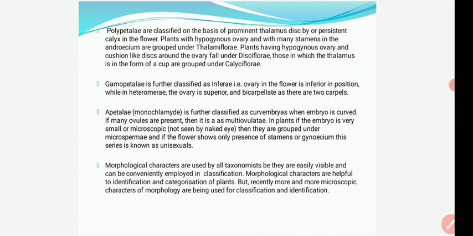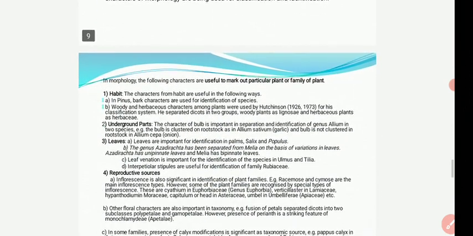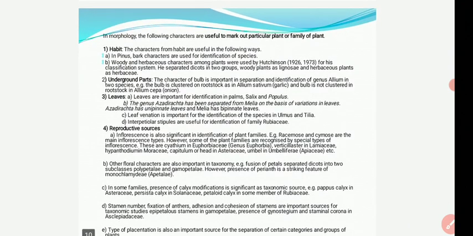So, morphological characters are used by taxonomists because they are easily visible and can be conveniently employed in classification. Morphological characters are helpful for rapid identification and categorization of plants. But recently, more and more microscopic characters of morphology are being used for classification and identification. In morphology, different characters are useful to mark out a particular plant or family of plants. So let's see what these characters are.